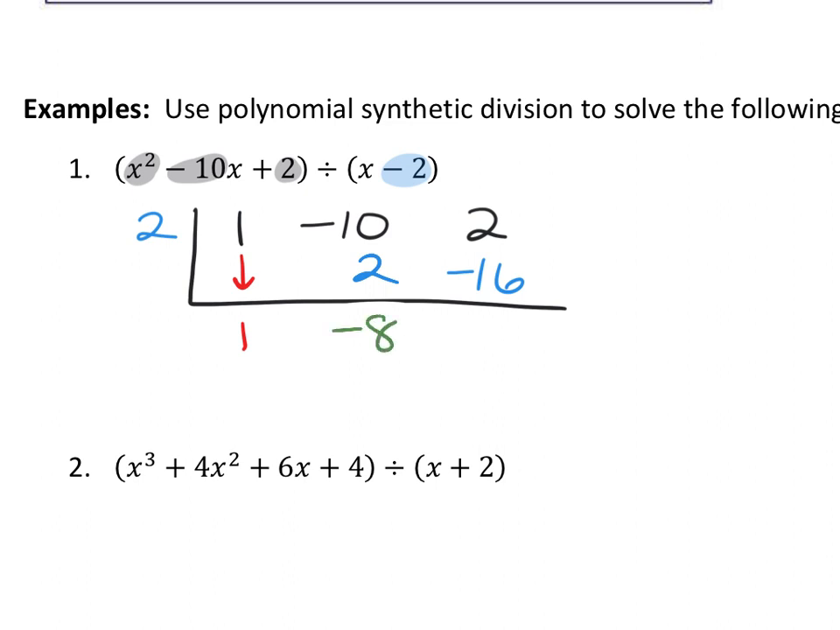Okay. We've multiplied one more time. What do we do straight down? Add. Negative 16 plus 2 is negative 14. Since there's no more numbers, I'm done.